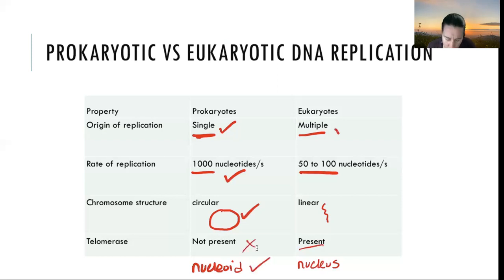We are going to have multiple sites of origin. Our rate of replication is a little bit slower. We have linear chromosomes. They are not circles. We do have a nucleus that's going to house our DNA inside of it. And we have telomerase, thanks to Elizabeth Blackburn's discovery, figuring out that the telomerase sticks on the telomeres, those little segments at the end that repeat. It sticks them back on so we can continue to copy and copy and copy and replicate.